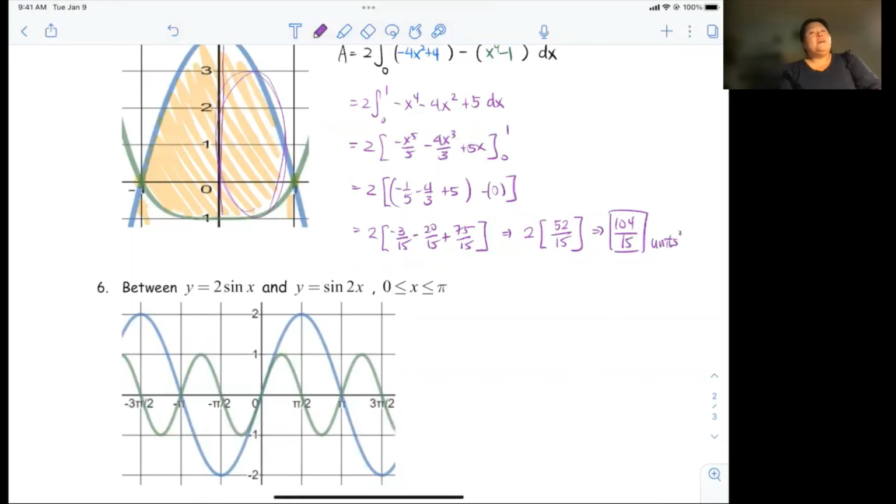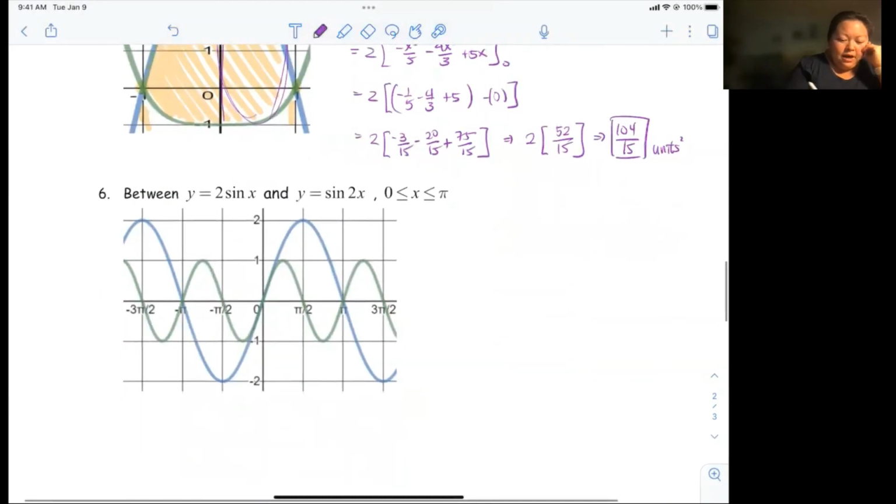Okay, you're probably going to guess this is going to get uglier and uglier. So the answers are not going to be nice whole numbers. Start getting used to that, especially starting from this lesson and on. Okay. All right. Next one.